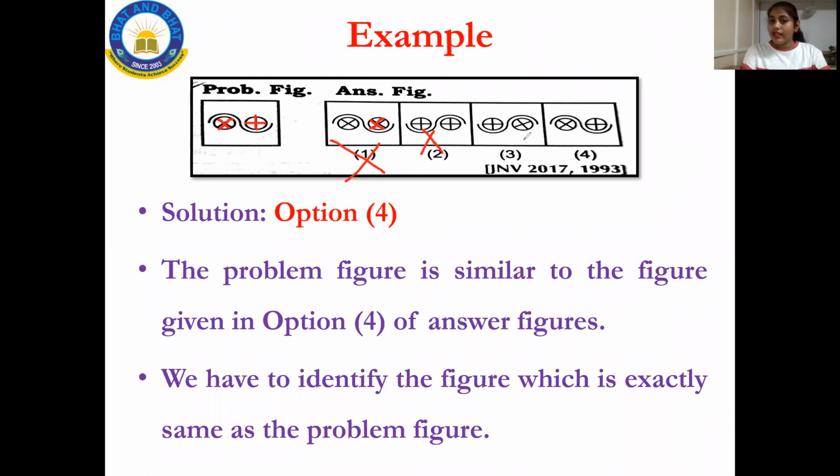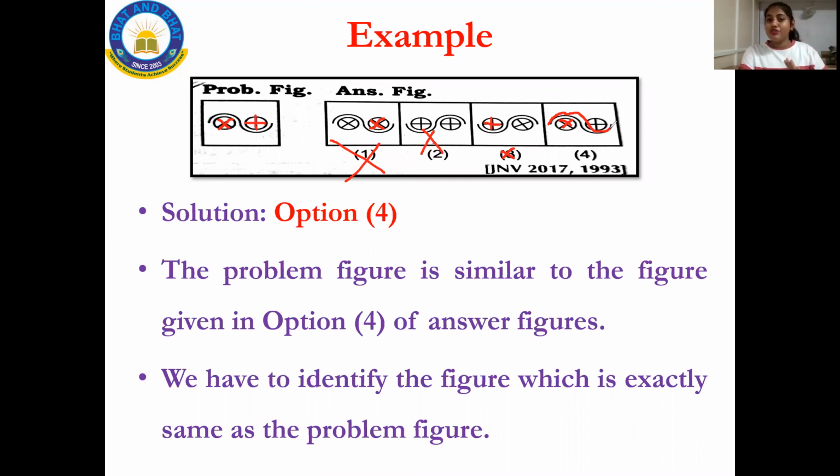Why not the third one? See here, the first should be a multiplication symbol, but here it is a plus symbol. So the third one is also not the answer. Fourth one, let me check here. Multiplication symbol, yes. And then addition symbol, yes. Flowing from top to bottom, yes, it is flowing from top to bottom. So what is the answer now? Therefore, option 4 is your answer.